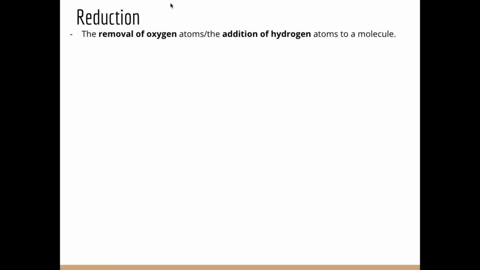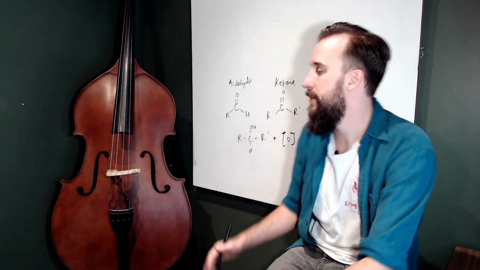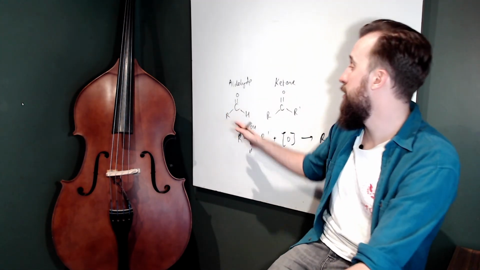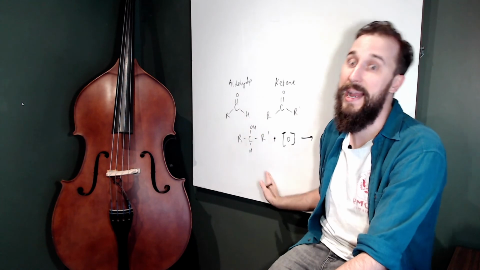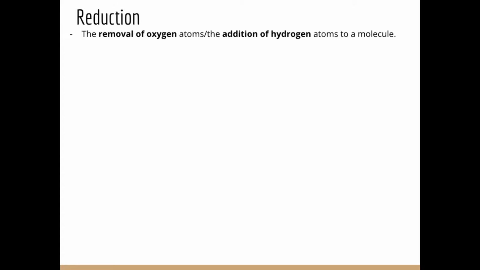Let's look at some key reactions that we can undertake with our aldehydes and ketones. We can do reduction reactions, which is essentially the reverse of these reactions. If we oxidize from the alcohol to the ketone or the alcohol to the aldehyde, then we can reduce from the aldehyde or the ketone back to the alcohol. So, like I say, the removal of oxygen atoms is reduction, the addition of hydrogen atoms is reduction. So like I say, that's going to be the opposite of the oxidation.